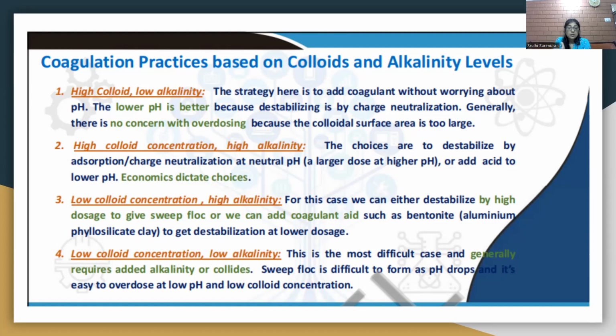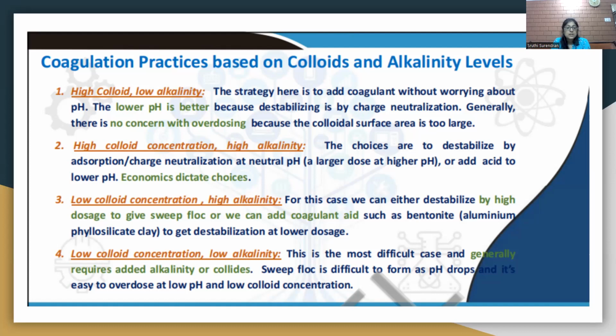Now, when the colloid concentration is high and when the alkalinity is high, what we have to do is make the water less alkaline. We have to bring the condition to low alkalinity, either by neutralizing the pH or by adding acid to the water to lower the pH. Whichever is an economical method, we will adopt that, and we will bring the alkalinity to a low alkalinity level.